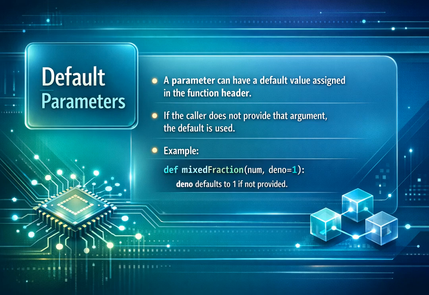A default parameter has a predefined value that is used when the caller does not provide that argument. For example, def mixed fraction with dno equal to 1 means that if you call mixed fraction of 9, dno automatically takes the value 1 without you needing to specify it.